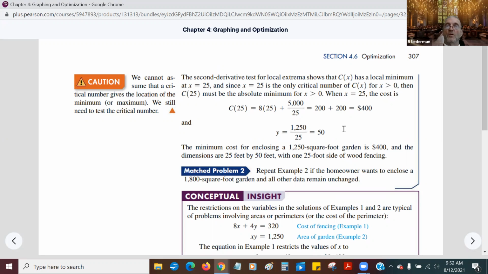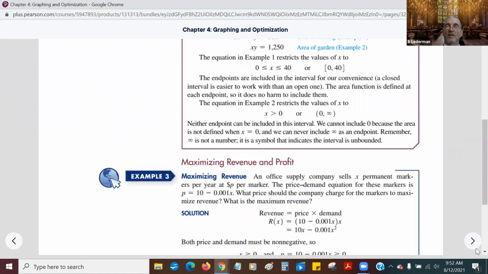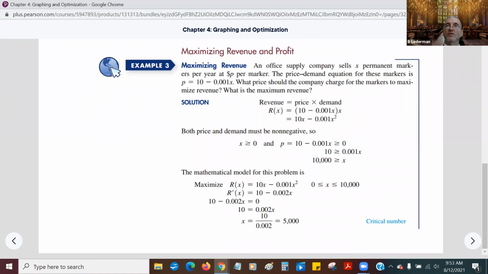And the minimal cost is going to be found by taking 25 and putting it back into the original equation, not a derivative or a second derivative, but the original. I get that the lowest cost is going to be $400. So it's going to cost you at least $400 to enclose that much of an area. But now with calculus, you know exactly what you've got to do, and you can do it perfectly efficiently. And that is the story. That is how this all works.